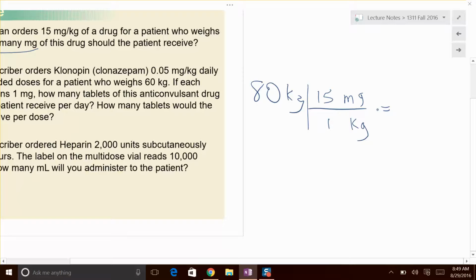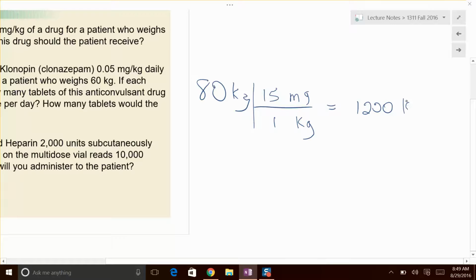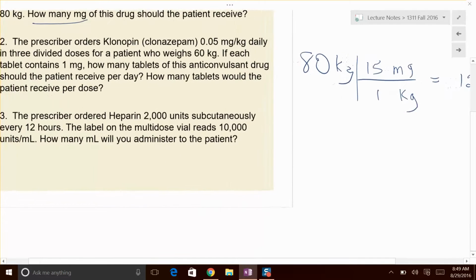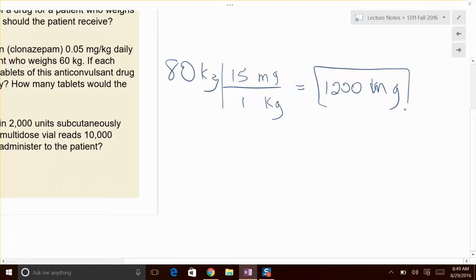Where are your calculators? Let's do it. 1,200 milligrams. Yes, okay. 1,200 milligrams of the drug. That's how much I should give them, or 1.2 grams.